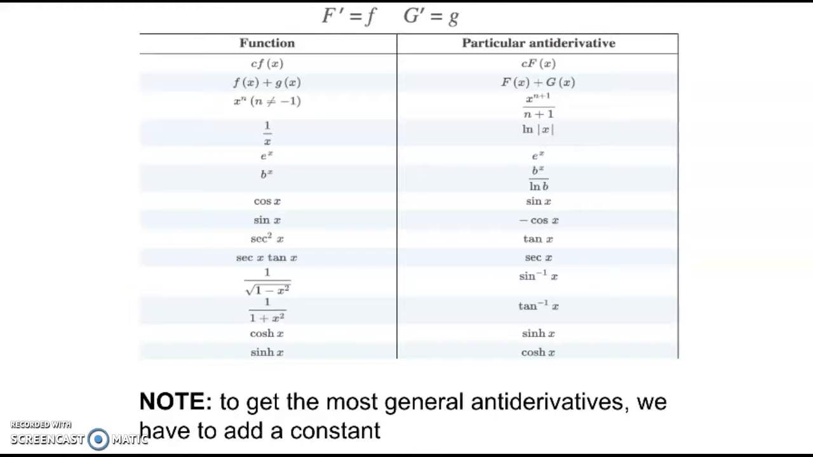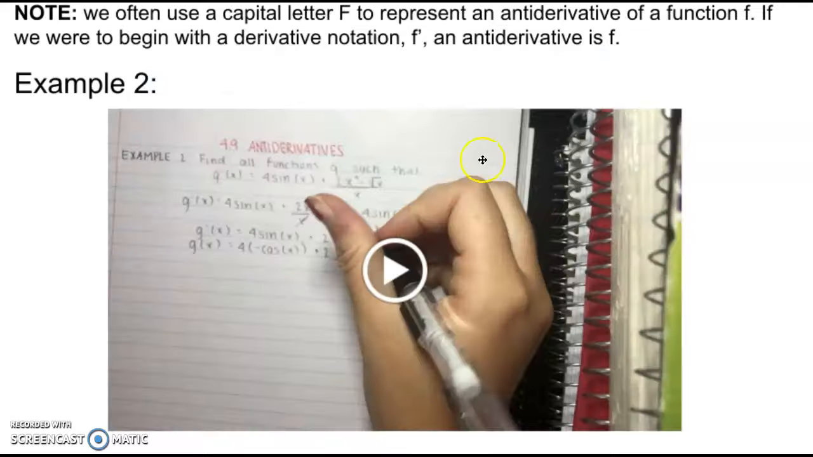I'll give a second for it to write it down. Okay. So we should also note that we often use a capital letter F to represent an antiderivative of a function f. If we were to begin with a derivative notation, F prime, an antiderivative is F.